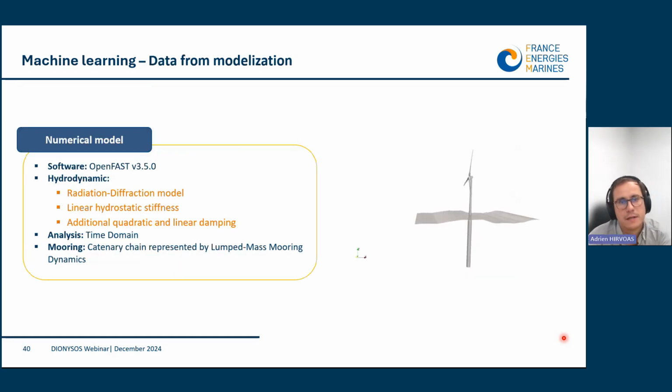And as presented by Cesar and Jérôme, we have also developed during the project a numerical representation of the physical asset. So we had used, in fact, the OpenFast software, which allows us, in fact, to obtain synthetic data, synthetic prediction of the behavior of the system at different locations of interest. So we had access to several sources of data.